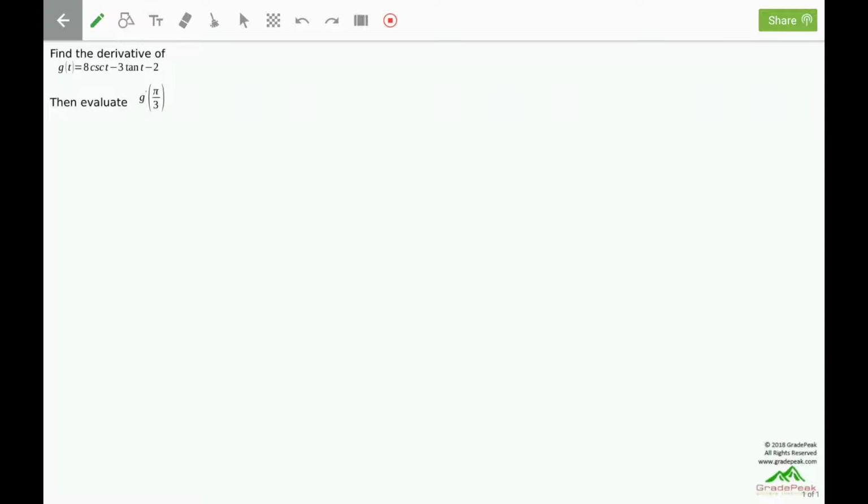Find the derivative of g of t equals 8 cosecant t minus 3 tangent t minus 2, then evaluate g prime of pi over 3. G of t here is made up of 3 terms combined by subtraction, 8 cosecant t minus 3 tangent t minus 2. We can therefore take the derivative of each of those terms separately and combine the results by subtraction.